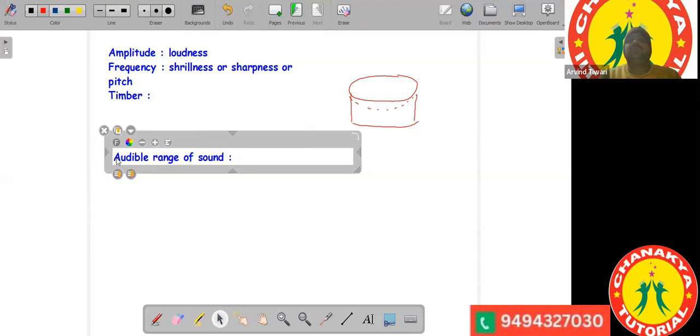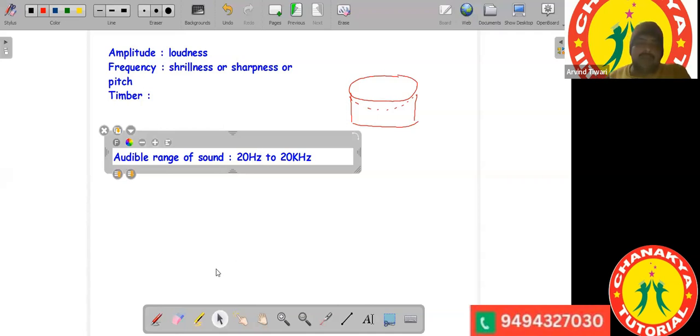So the audible range of sound is from 20 hertz to 20 kilohertz. This is the frequency that we can hear. 20 hertz to 20 kilohertz, that means 20 hertz to 20,000 hertz. The maximum frequency we can hear is 20 kilohertz or 20,000. Beyond that, we cannot hear. And the frequency which is below 20 hertz, that also we cannot hear.